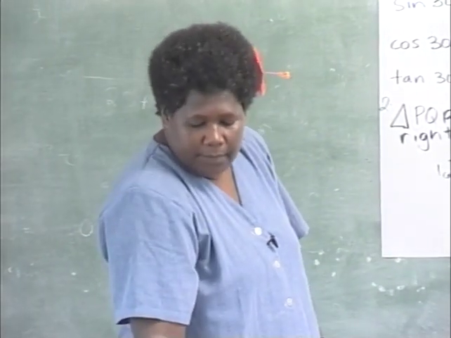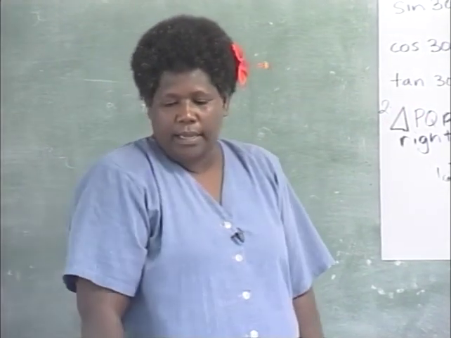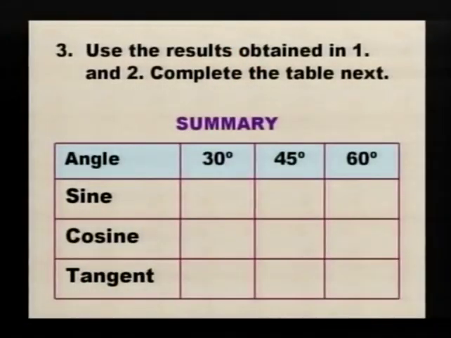Okay, there is a table here that I need you to fill in the information. So if you can draw this and then fill in the information that is given. It's a summary table. Quickly draw it in your exercise books and fill in the values.